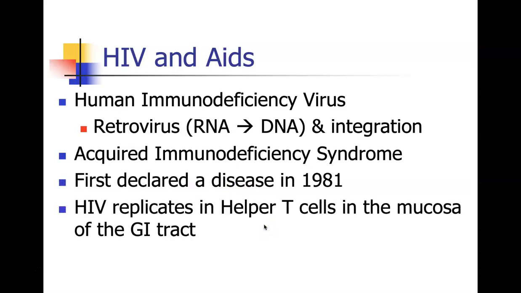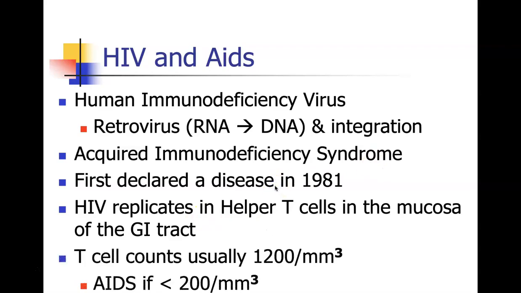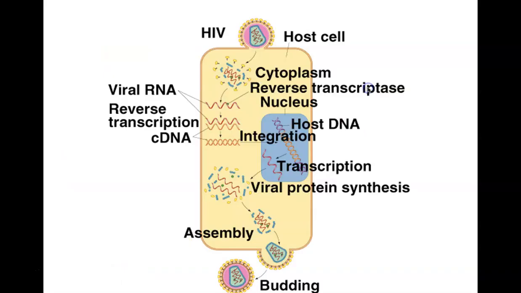And we talk about it in the immune system section because HIV replicates in helper T cells in the mucosa of the GI tract. Okay. And so T cell counts typically are going to be around 1,200. But if someone has AIDS, they're going to be below 200. And so, again, they have a major problem mounting immune responses against even generic infections.